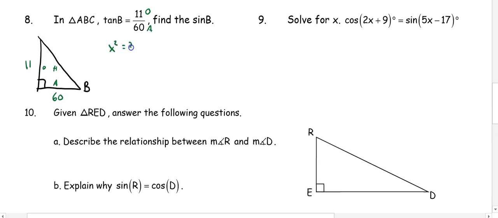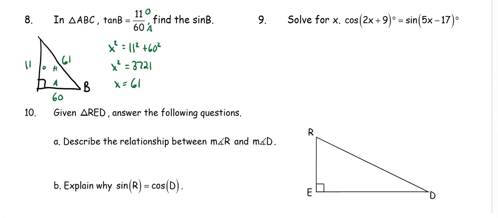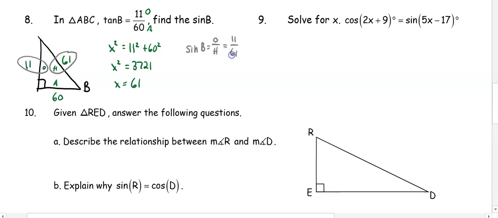Because it's the hypotenuse, the variable is by itself. So x squared equals 11 squared plus 60 squared. So that equals 3,721. So we take our square root, x is 61. Now that we know x is 61, we want the sine of angle B. Well, the sine of angle B is opposite over hypotenuse. So the opposite is 11. The hypotenuse is 61.